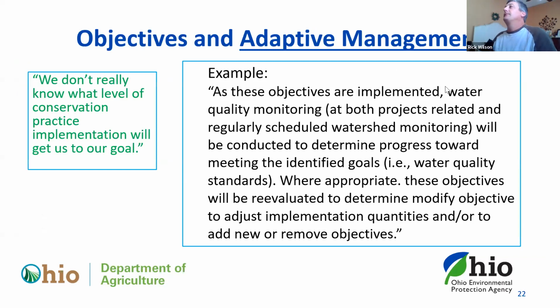Adaptive management. This was in our example document way back when. This is kind of a catch-all. It says we weren't sure exactly how many objective items will be needed to reach our goals. But we do know that as these objectives are implemented, water quality monitoring of both projects and regularly scheduled water quality monitoring will be conducted to determine progress toward meeting the identified goals. Where appropriate, these objectives will be reevaluated.